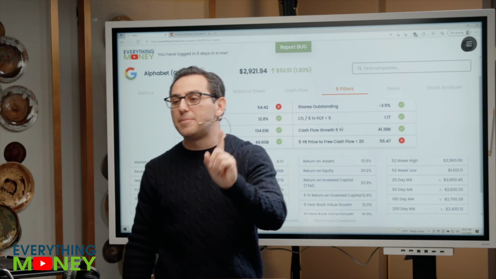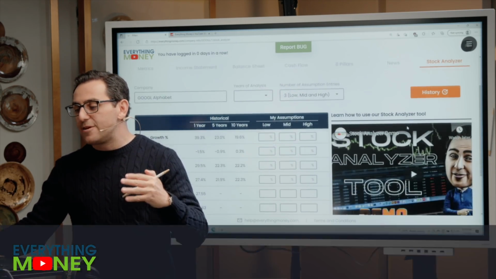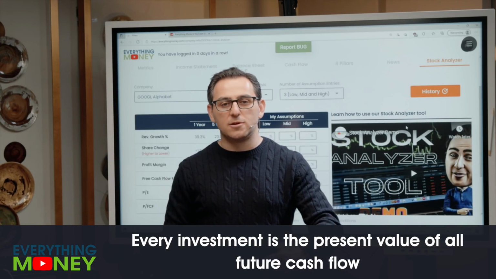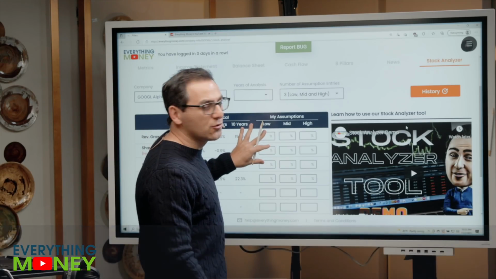And we haven't even gotten to the best part yet. The stock analyzer tool, guys. Remember, every investment is the present value of future cash flows, and we don't know the future. You have to make assumptions based on that. That's what this tool does for you.